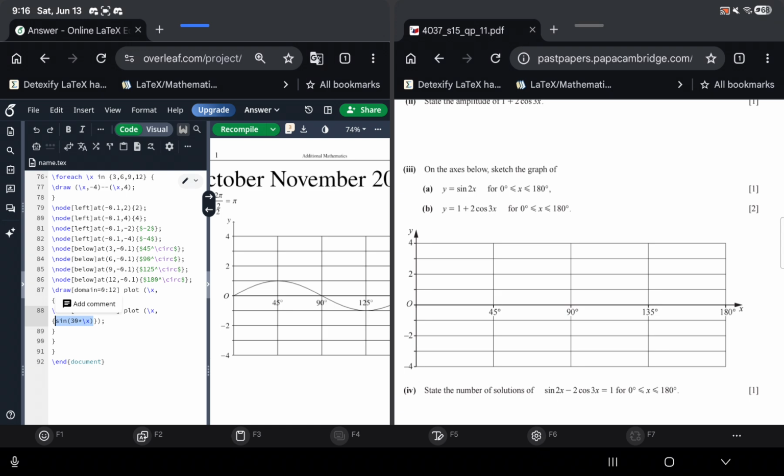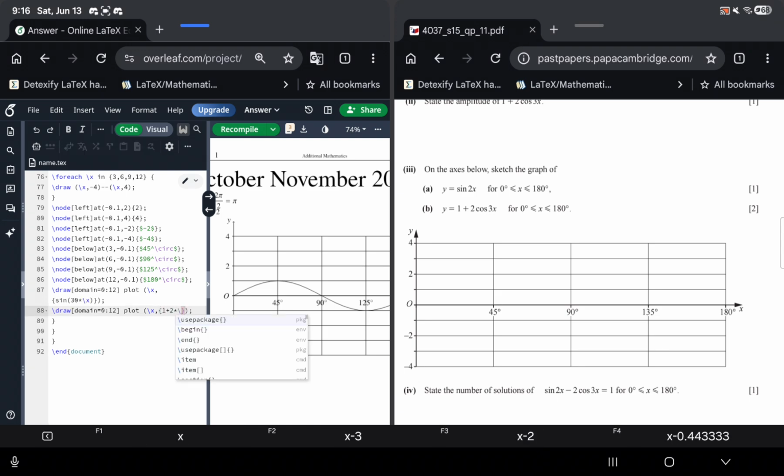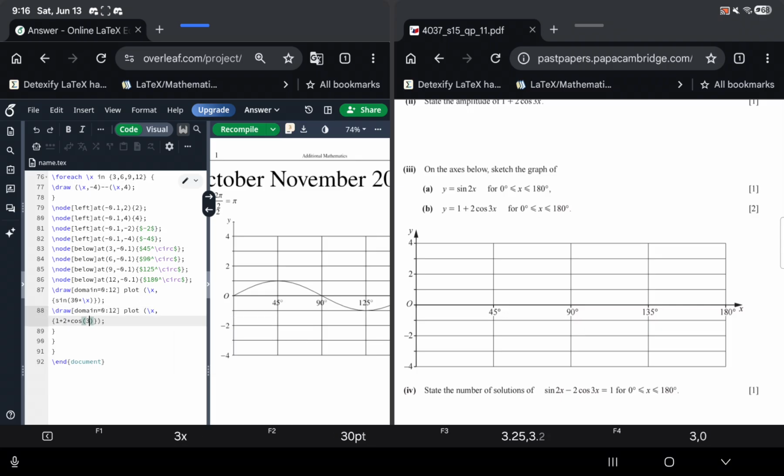Okay, this should be easy. 1 plus 2 times cosine of 3 times x. The period should be this. Okay, found out why this value is this.